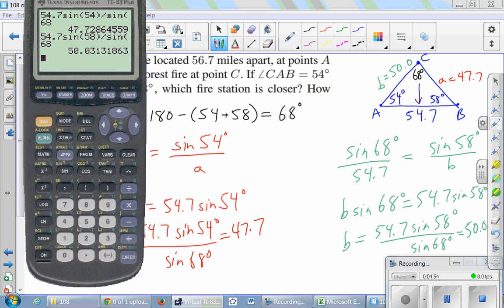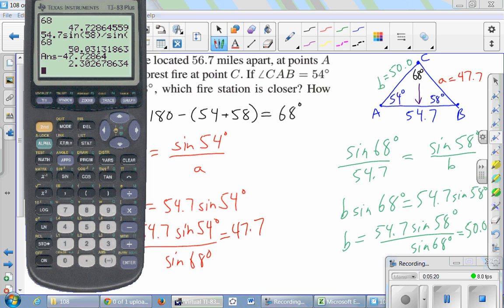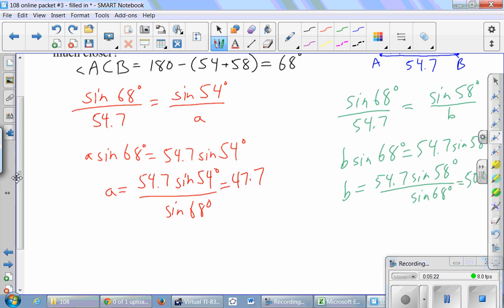Okay, so then which fire station is closer? Well, apparently B is closer. And how much closer is it? About 2.3 miles closer. If we want the most accurate answer, probably should have saved this number, this 47.72. I'll type in a few of those digits. So about 2.3, that's close enough. So if we do B minus A, we get something around 2.3 miles closer.